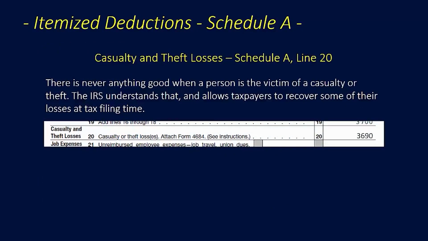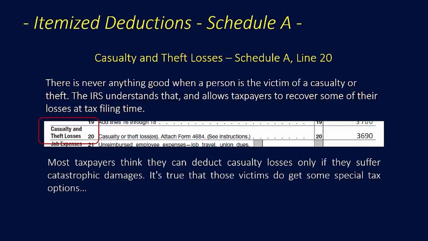Next, we'll move on to casualty and theft losses, Schedule A, line 20. Now, there's never anything good when a person is the victim of a casualty or theft. The IRS understands this and allows taxpayers to recover some of their losses at tax filing time.